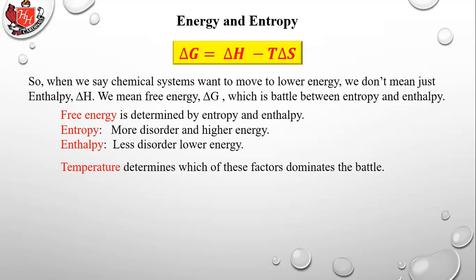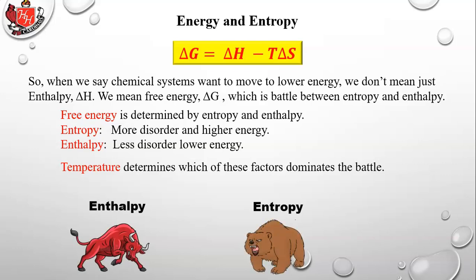So free energy is determined by entropy and enthalpy. Entropy means more disorder and higher energy. Enthalpy means less disorder and lower energy. So they're working against each other. And temperature determines which of these factors dominates the battle. So there's enthalpy. There's entropy. And the thing that determines which one is going to win is the temperature in the middle.